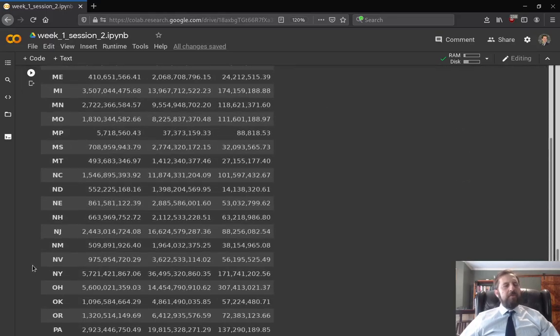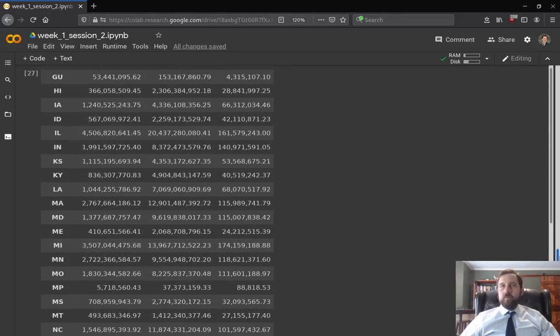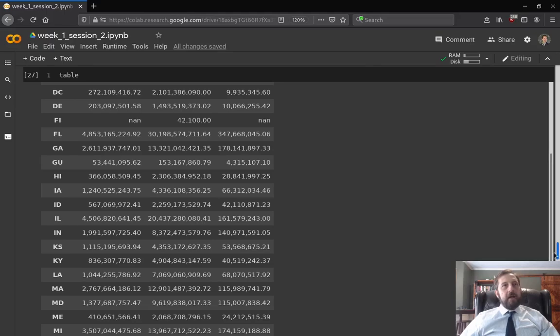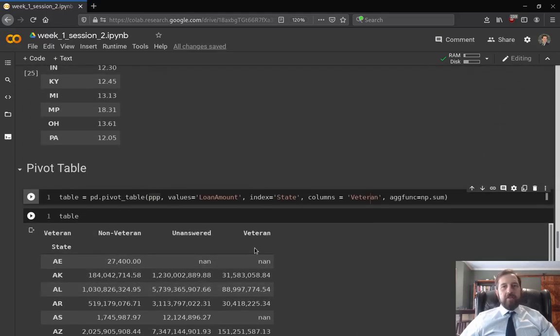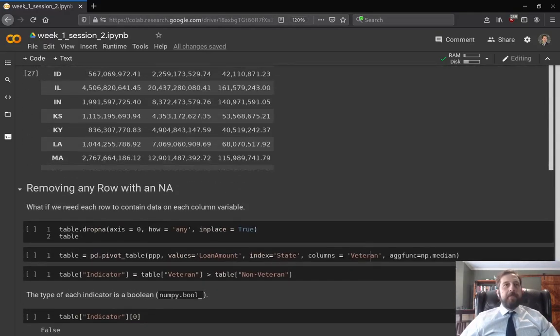Excellent. So what we've done here, taking a look at this, I was wondering if I wanted to see how many states had total amounts to veteran-owned organizations greater than non-veteran.